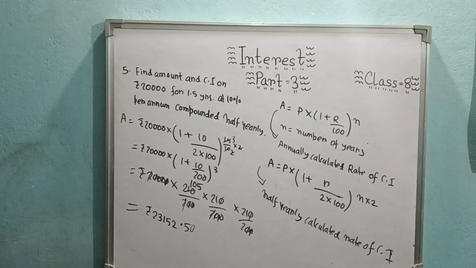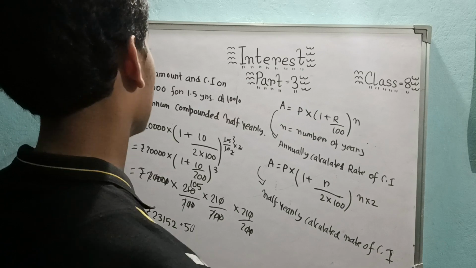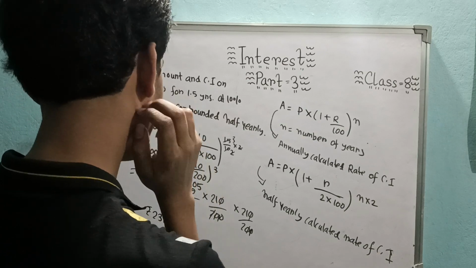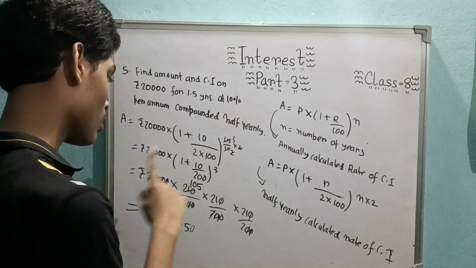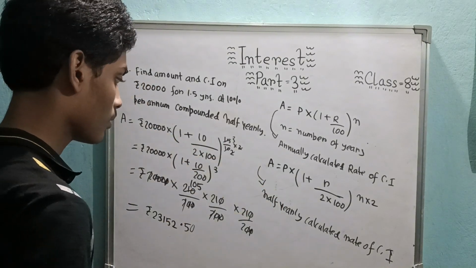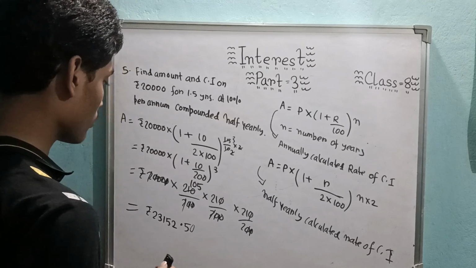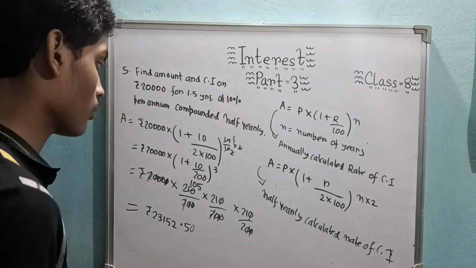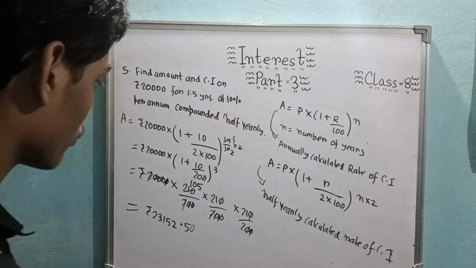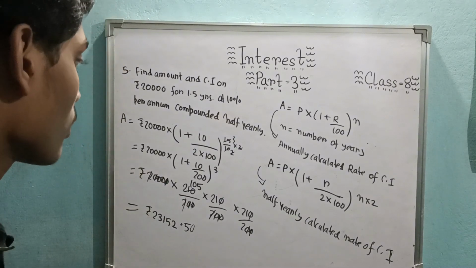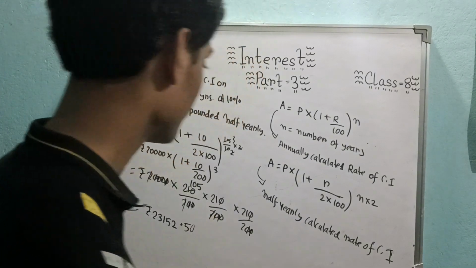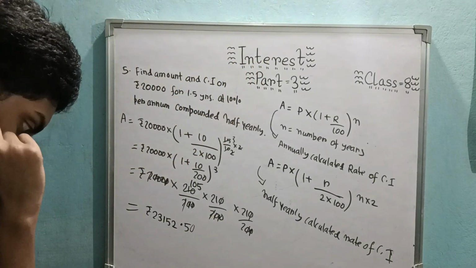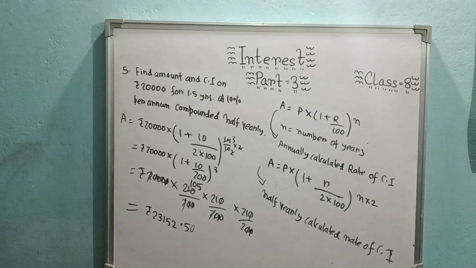Let me just check once more. People can make mistakes like me. 200 plus 10, 210 by 200. Yeah. 2 all the way. Okay, so 4 and 6 zeros I got out. 2 is out. 105 and 21 into 21 divided by 2. I think I did correctly. So this is the amount.